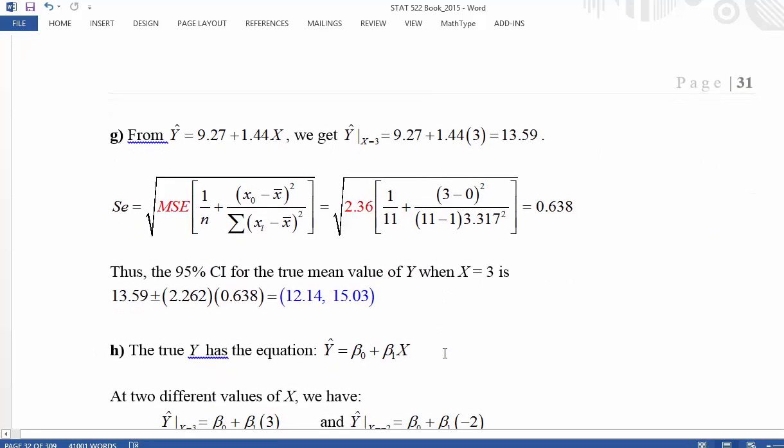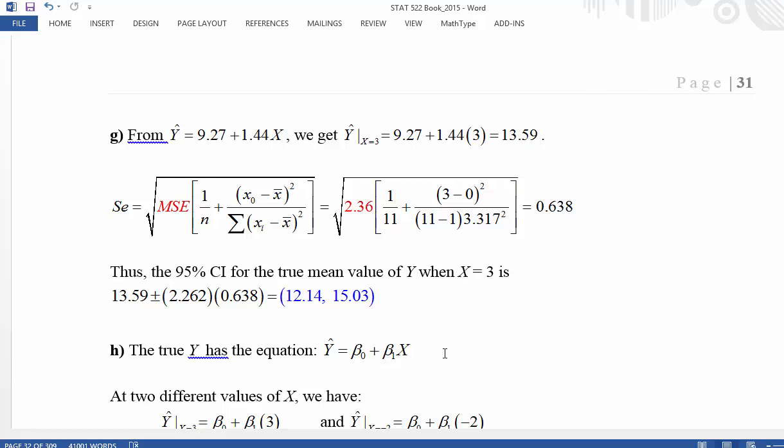We have our equation of regression, which is y hat is equal to 9.27 plus 1.44x, and we want to know what that y hat is when x equals 3. So we're going to go ahead and plug in 3, and we get 13.59.